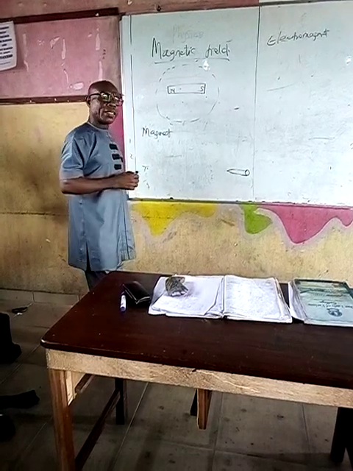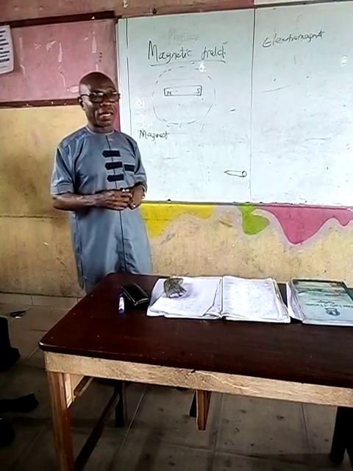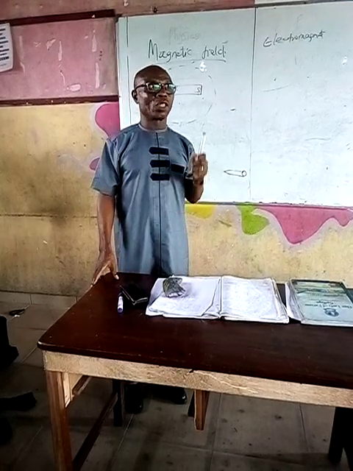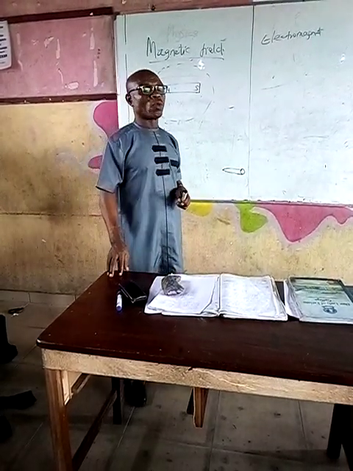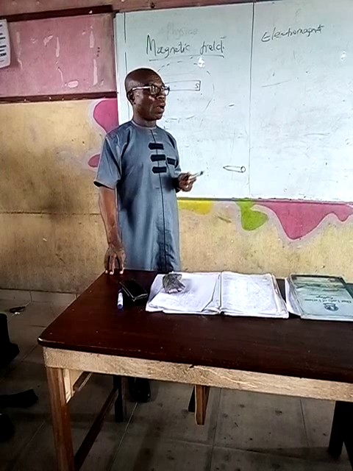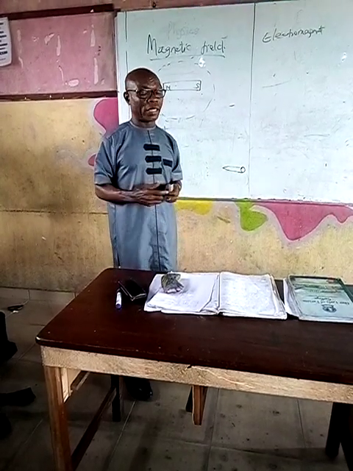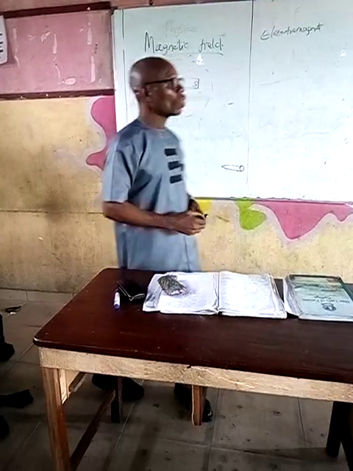There are some materials that are not attracted by magnets, and they are known as non-magnetic substances. Example, wood, plastic, rubber. They are all non-magnetic substances.